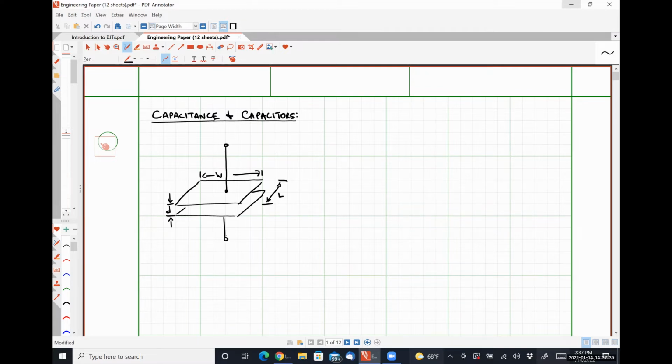And it is very likely that the region between the plates is filled with what we're going to call a dielectric material. So that we have a sandwich of our top plate, our dielectric, and then down here is our bottom plate. Okay.